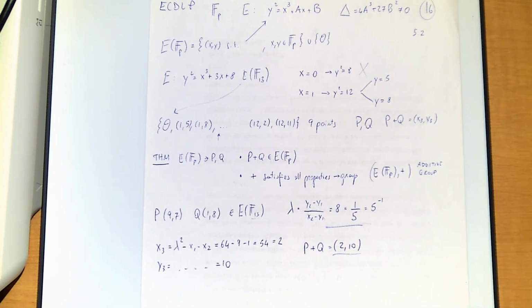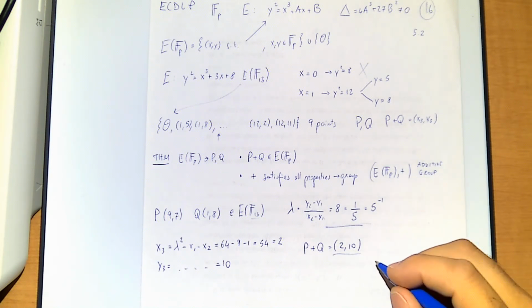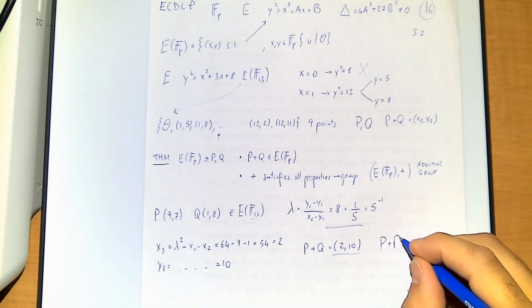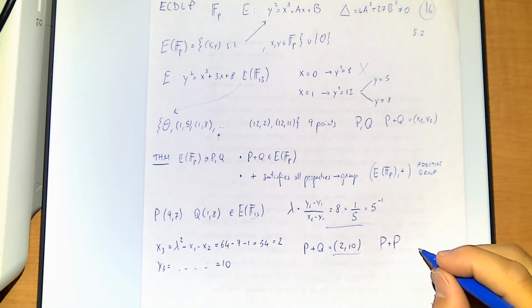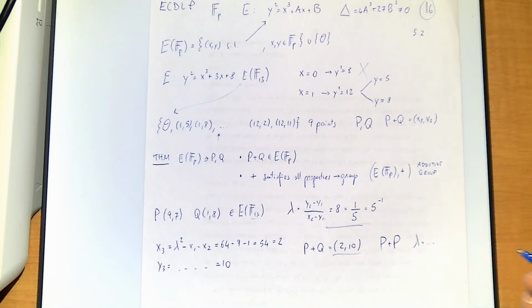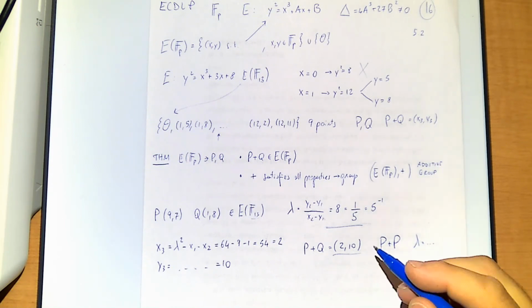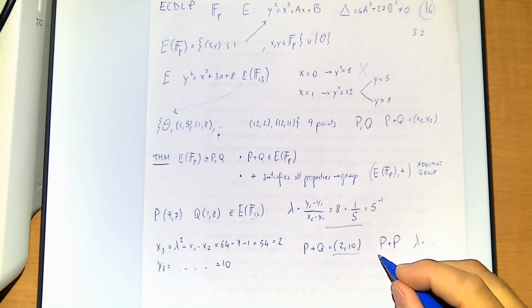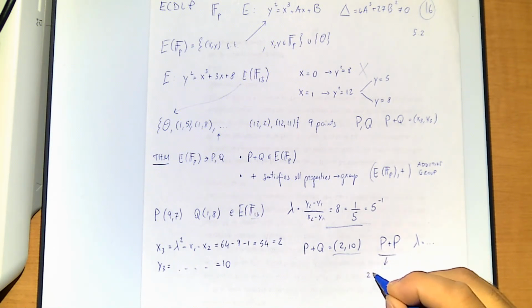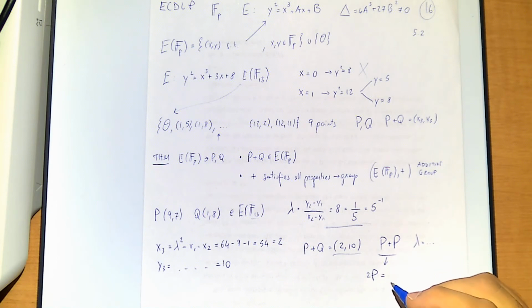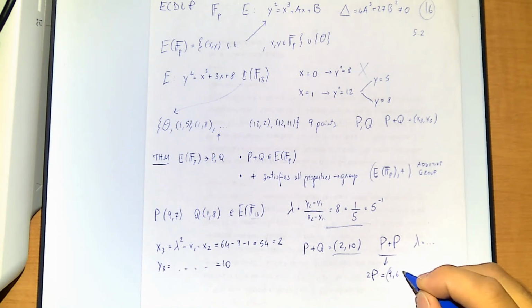Okay, we can do a similar calculation to add P to itself. Remember that in this case, your lambda will be something different because it will be the tangent, right? Again, the process will yield a point in the group. In this particular case, if we sum P plus P, we get the point 2P, which is 9,6.